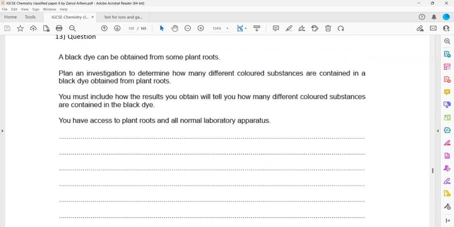First, what will we do? We will crush and grind the roots using a pestle and mortar, and then filter it. After crushing, add a solvent like water. You can also mention salt. While filling, heat also so that you extract the maximum amount.